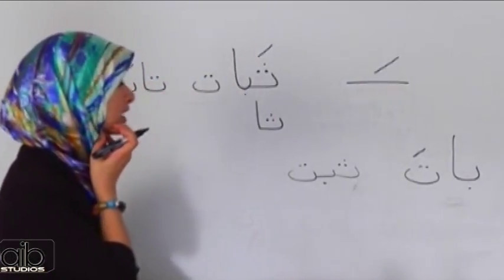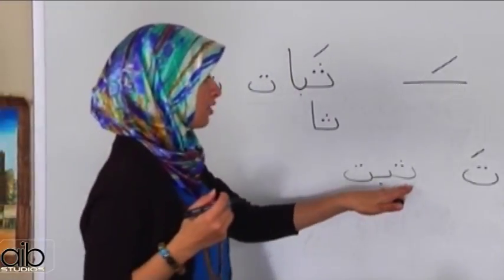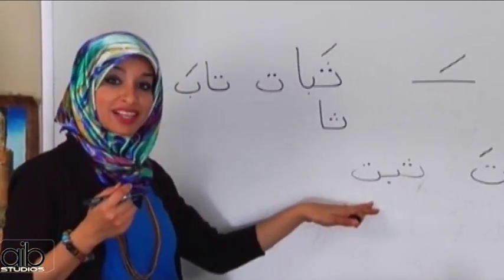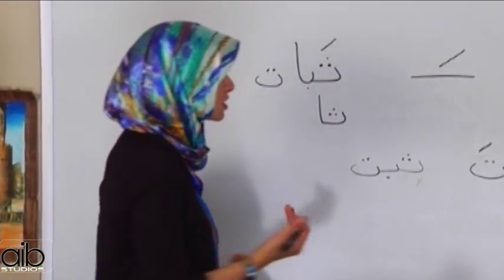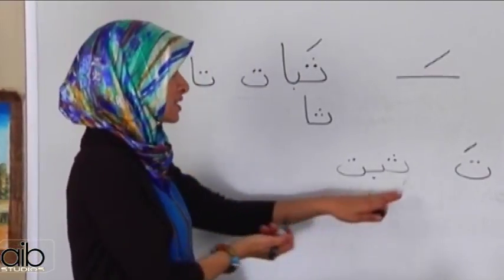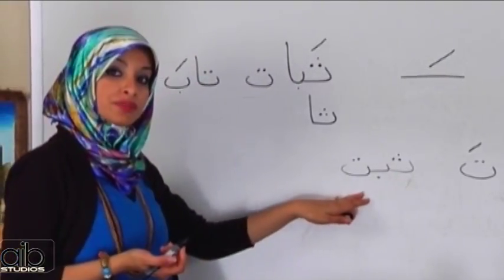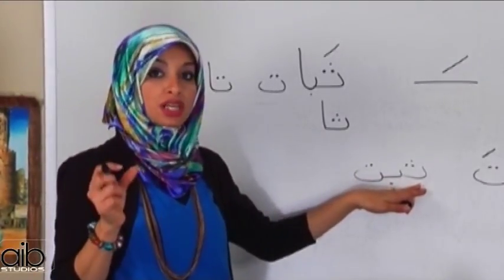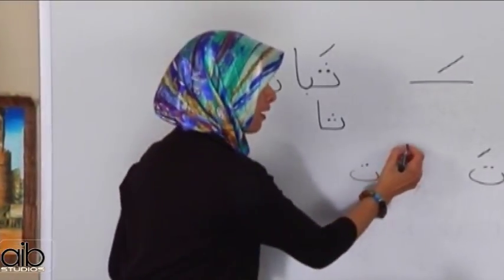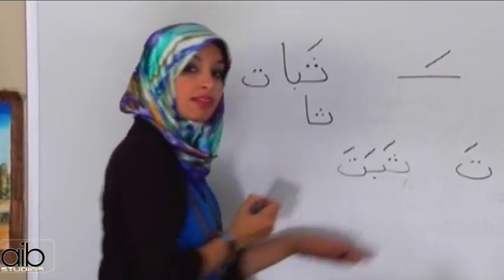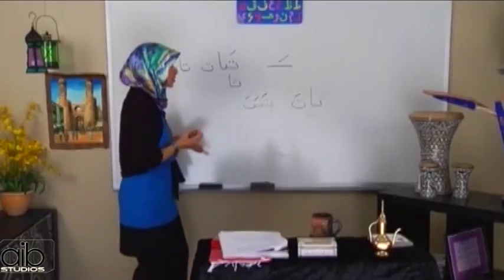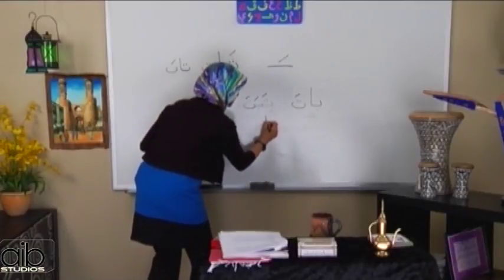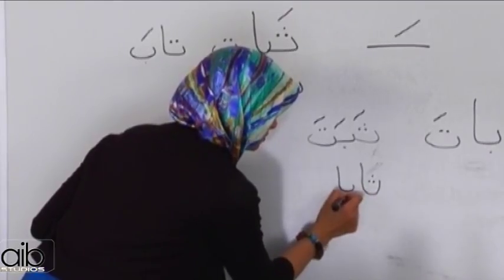Okay? And the next word here, we have the letter tha, ba, and ta. And again, you should be able to recognize this by now because we've covered all these letters. And I'm going to pronounce it as thabata. So each one of these letters is actually taking on a short sound. Tha, ba, ta, thabata.